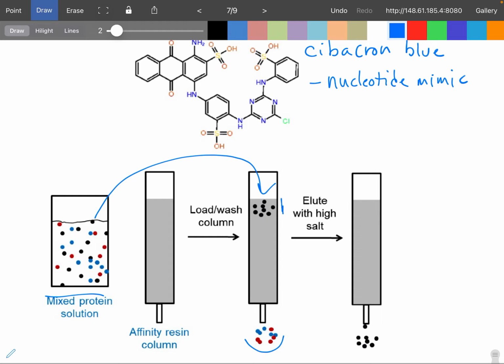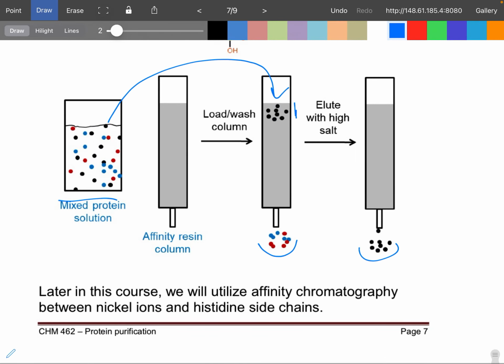Now, we are not going to use this in Unit 1, but we will utilize this later on in Unit 2, and we're going to utilize an interesting affinity that occurs between nickel ions and the side chains of histidine residues. And so we'll explore that in Unit 2.